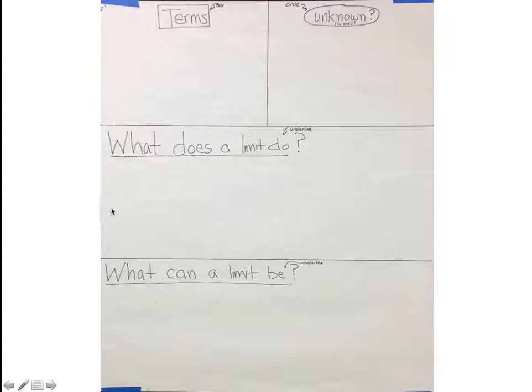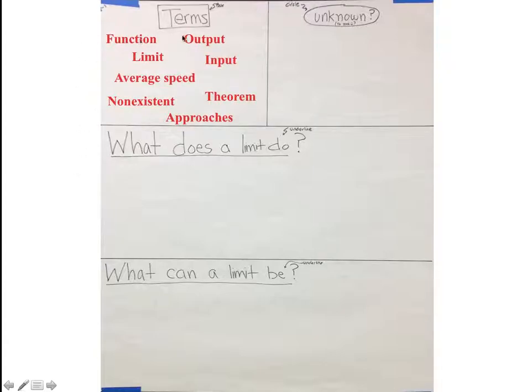Okay, so I'm assuming now that you've gone through that activity, and in years past what we've found is that these terms are terms that kids kind of have an idea of. They have an idea of what a function is, an output and input. Even some have an idea of what a limit is. They have an idea of what average speed is, the term non-existent, the term theorem, and what it means to approach. Here are some unknown. You notice how limit shows up in both locations. That's okay. Some kids don't know what a limit is, and that's okay. The terms epsilon and delta are also terms that have confused kids in years past.